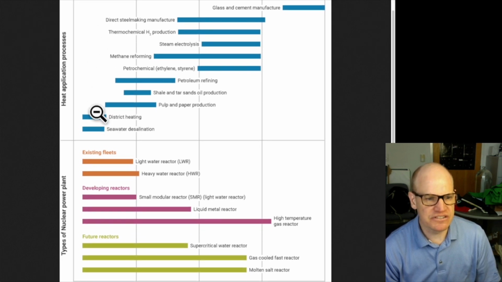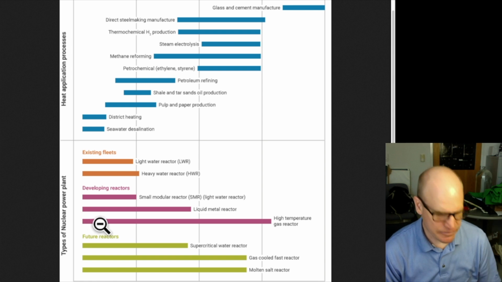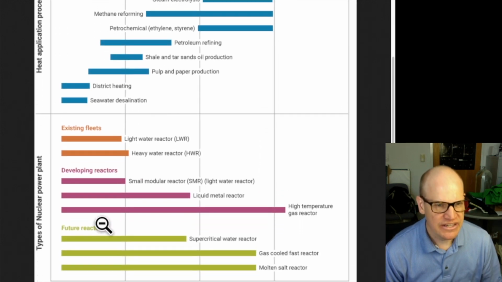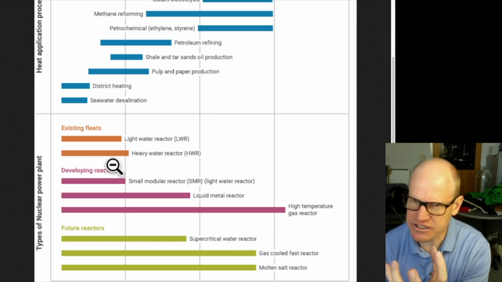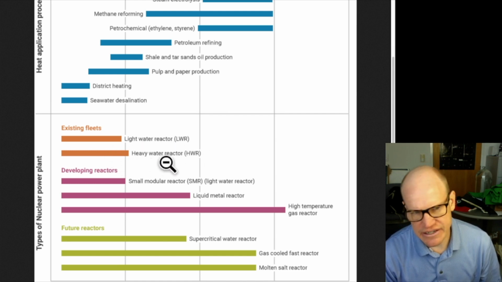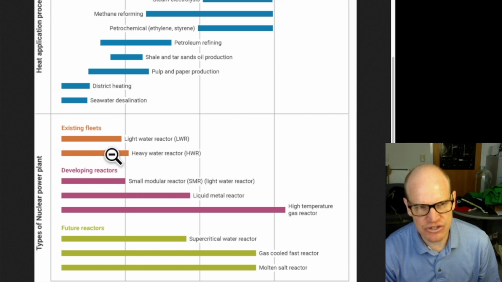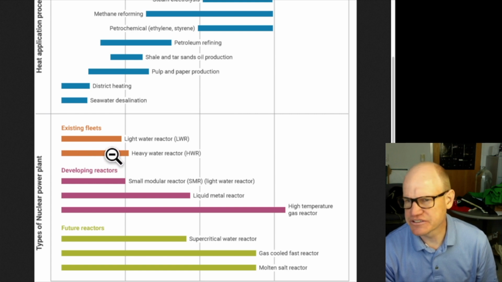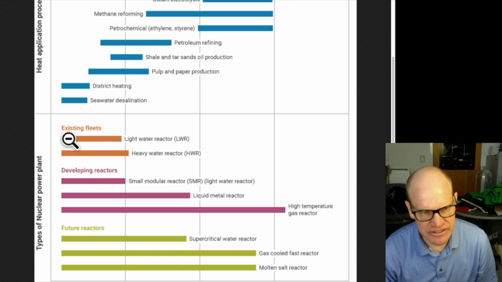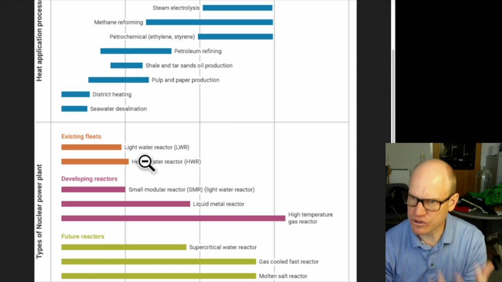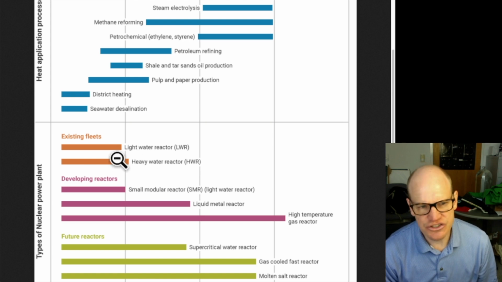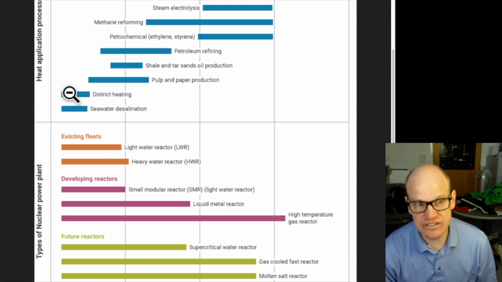Okay, now these are the types of nuclear plants here on the bottom. Let me zoom in a little bit more. And you can see the temperatures that are supplied or that go on in the reactor itself. So with light water reactors and heavy water reactors, the temperatures where those operate is around 200 Celsius, 300 Celsius, something like that. And so you can use light water and heavy water reactors, which is the current generation of nuclear reactors, to do, maybe do pulp and paper production, to do district heating.